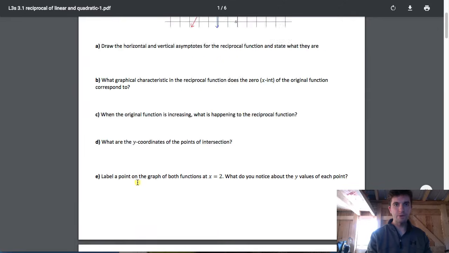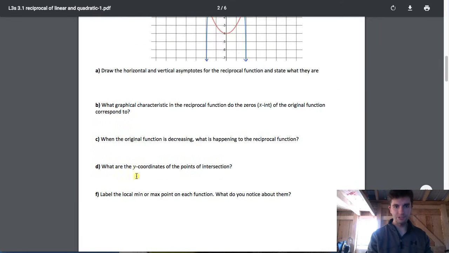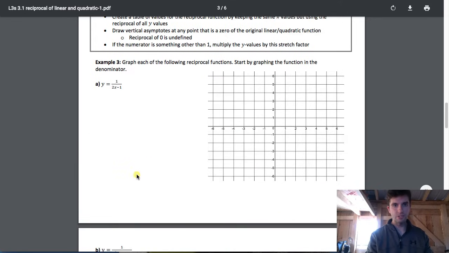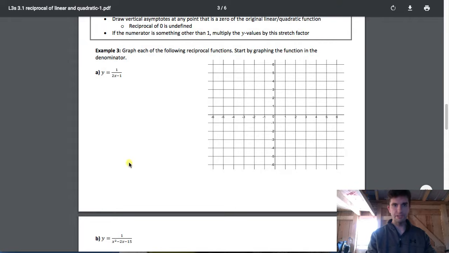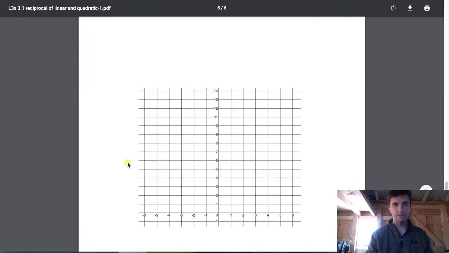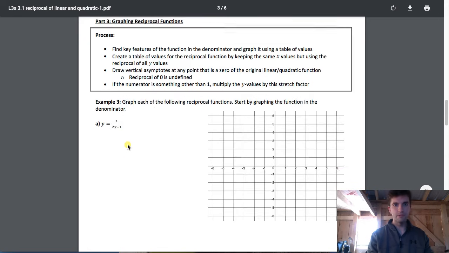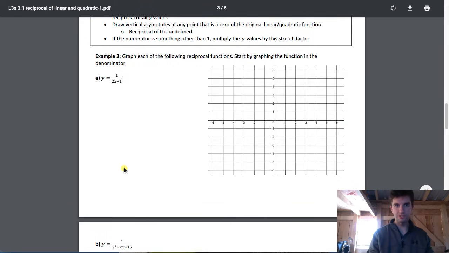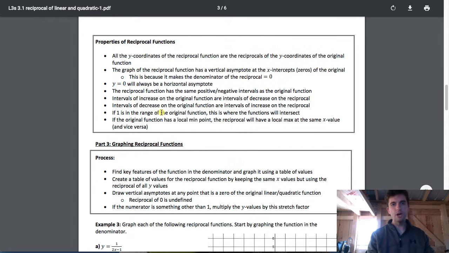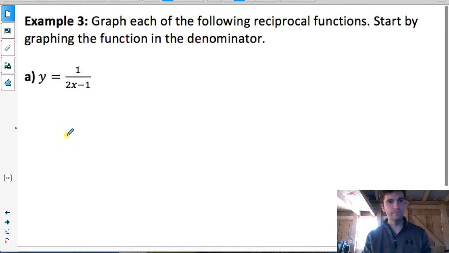I want you to try those parts on your own, and I'm going to start by actually showing you example 3, part A, B, C, and D, where we actually go ahead and graph reciprocal linear and quadratic functions. And as we do the graphs, I'll talk to you about these properties that you should have figured out by doing those 2 investigations. So let's do these graphs.